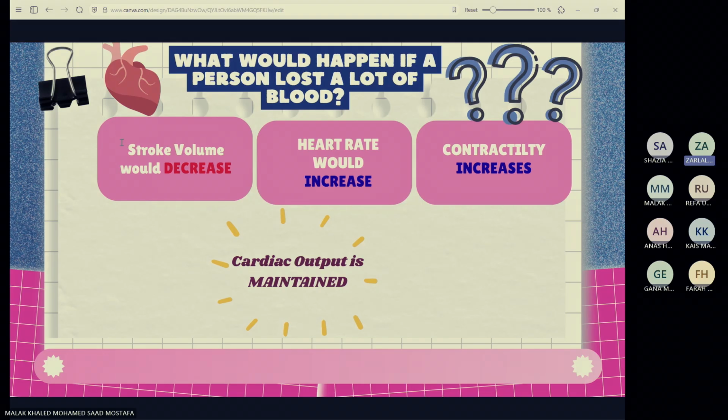Okay, by increasing heart rate, and also by increasing contractility. And contractility is because when the sympathetic nervous system is activated, when you're losing a lot of blood, there's a lot of vasoconstriction. So when there's vasoconstriction, you're squeezing the blood towards the heart. So that also helps. At the end of the day, the cardiac output will be maintained. So the next one, please.